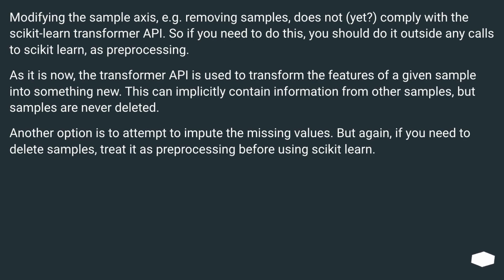Modifying the sample axis, for example removing samples, does not, yet, comply with the scikit-learn transformer API. So if you need to do this, you should do it outside any calls to scikit-learn, as pre-processing. As it is now, the transformer API is used to transform the features of a given sample into something new. This can implicitly contain information from other samples, but samples are never deleted. Another option is to attempt to impute the missing values. But again, if you need to delete samples, treat it as pre-processing before using scikit-learn.